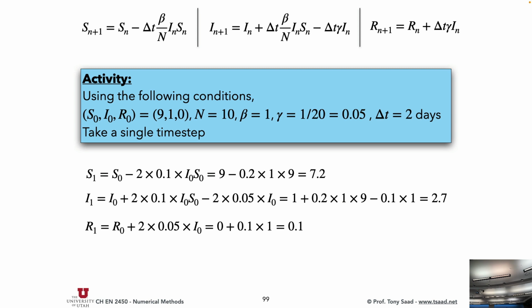Tick, tick, tick. You can't jump. If you say, I'm trying to find S4, for example, well, S4 is going to depend on S3. S3 is going to depend on S2. S2 is going to depend on S1, which is going to depend on S0. So you have to do the calculation all the way back to S1 anyway. So instead, you start from S1 and then S2.